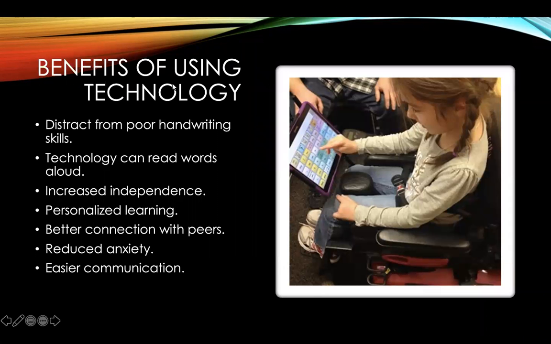So what are some benefits of using technology? If you're in the classroom and you're working with our students, middle school or high school students, then you probably already know these benefits. For number 1, it could distract from poor handwriting skills. So for students who have poor handwriting and they're able to use these types of technologies, they can present it in a fashion, especially when you look at Flipgrid. Flipgrid has the ability to read words out loud, which we'll go over.